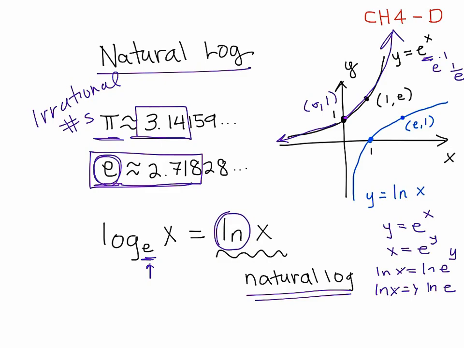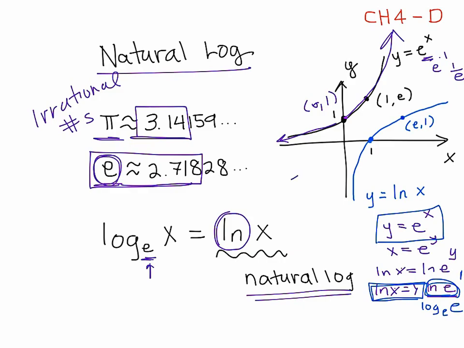ln of e is actually 1 because ln means log base e of e. So e raised to what power gives you e? 1. So this whole thing is equal to 1. So we have already solved for y. y is equal to ln of x. That is the inverse of y is equal to e to the x. So now that we know the general idea of the inverse of y is equal to e to the x, let's look at the graph.